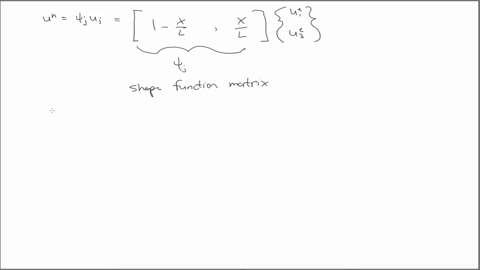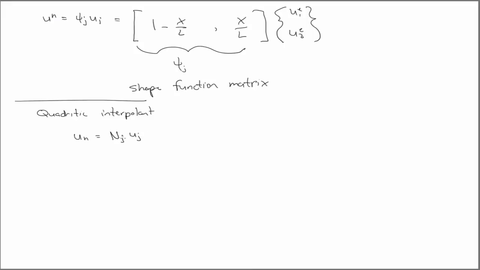So for a quadratic interpolant, you have that U of x is equal to, this time I'm going to start trying to use N. I don't know what's more common, but you see N used a lot for shape functions. So I'm going to try to use N from here on.